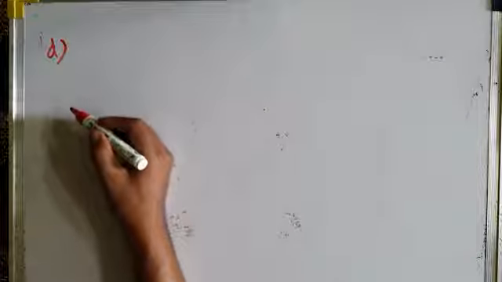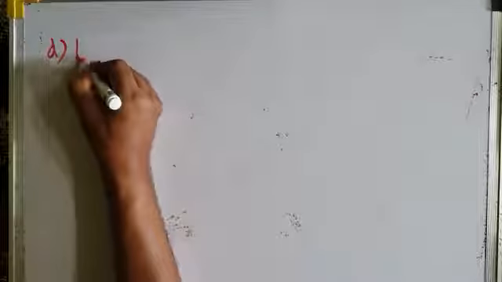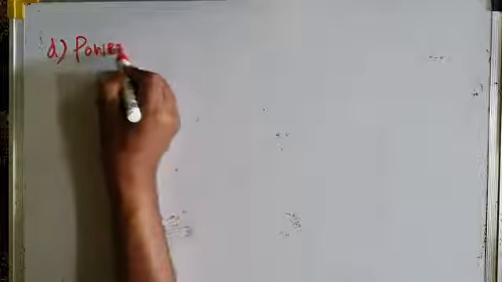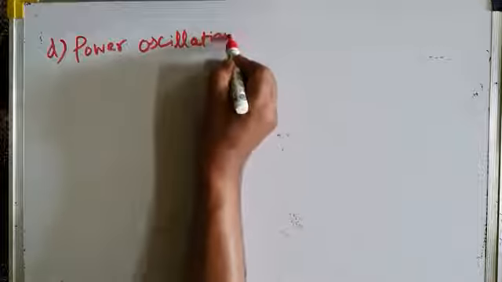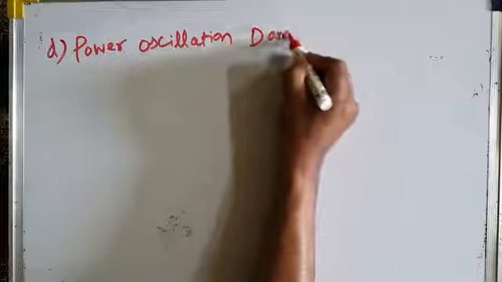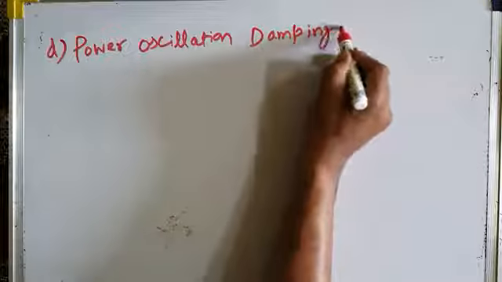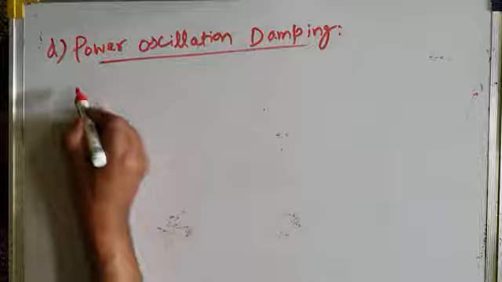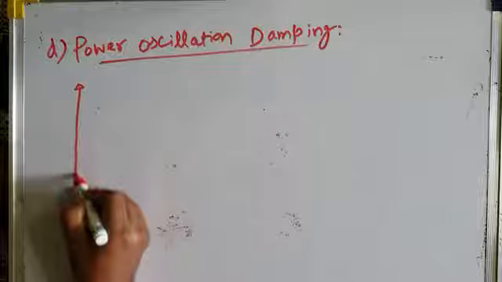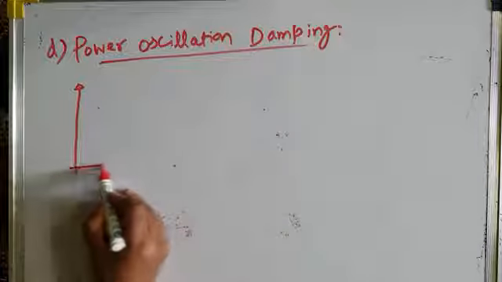And then another advantage of shunt compensation is power oscillation damping, also called electromechanical oscillation damping. First of all, we have to understand what results in electromechanical oscillations or power oscillations and how shunt compensation helps in damping of those oscillations. For understanding this, we will draw certain diagrams, graphs.